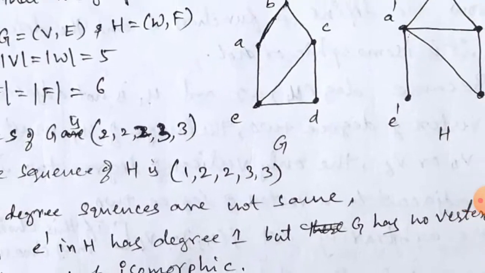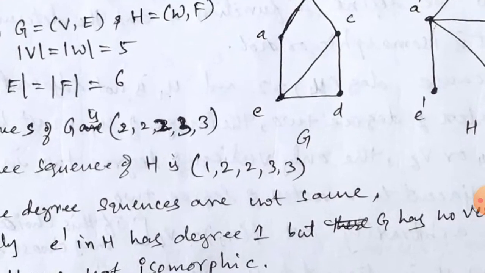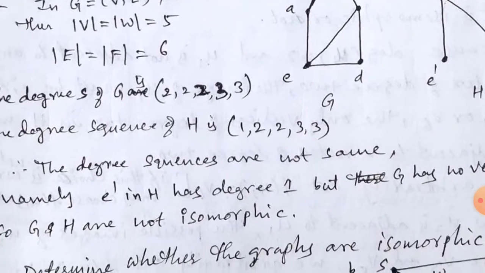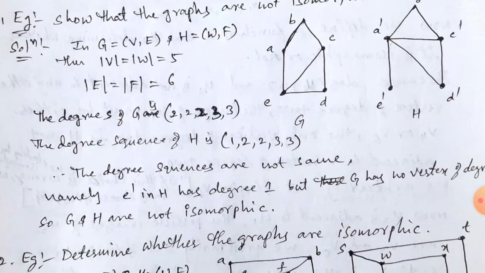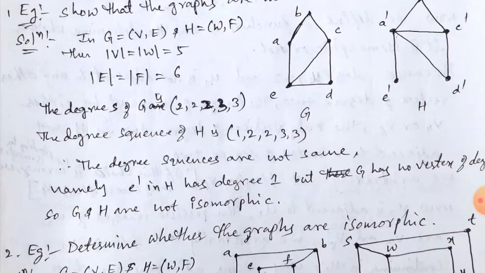So now observe these degree sequences of G and H. Are they the same? No, because in H one vertex has degree 1, but in G there is no vertex of degree 1. So the degree sequences are not the same. Therefore we can say these two graphs are not isomorphic because the third condition is not satisfied.